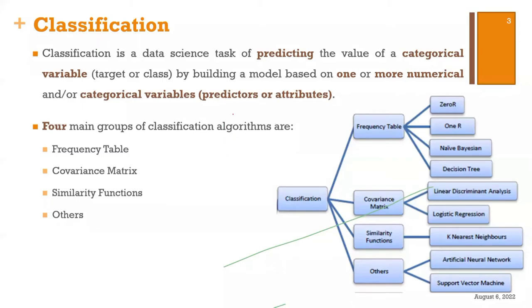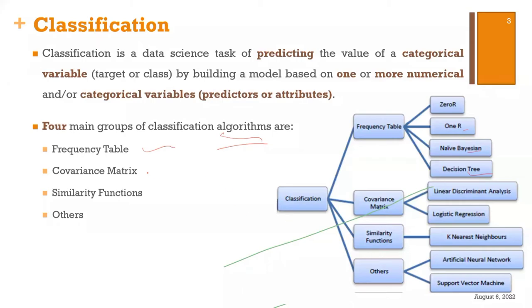Now, there are 4 main groups of classification algorithms. We have the frequency table-based algorithms, like the 0R, the 1R, the Naive Bayes and decision tree. We call them frequency table-based algorithms. You have to prepare a frequency table, just like you do in statistics: how many samples here, how many here, and then you solve it through that.